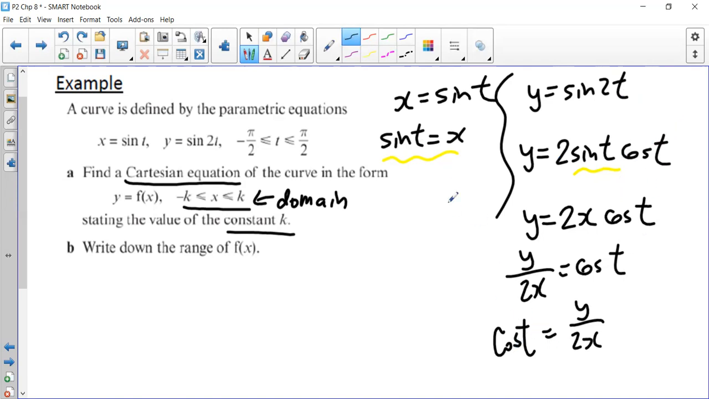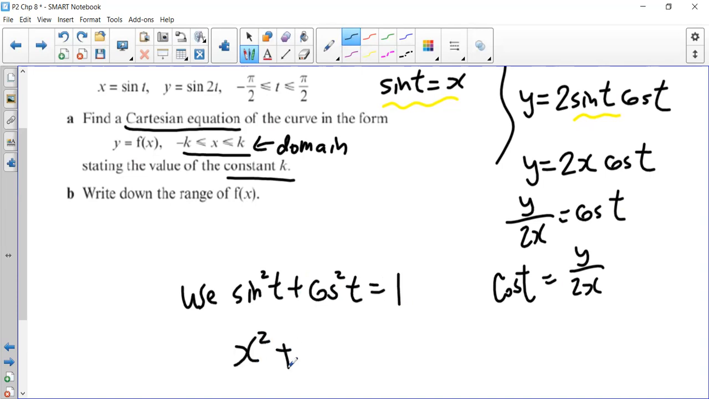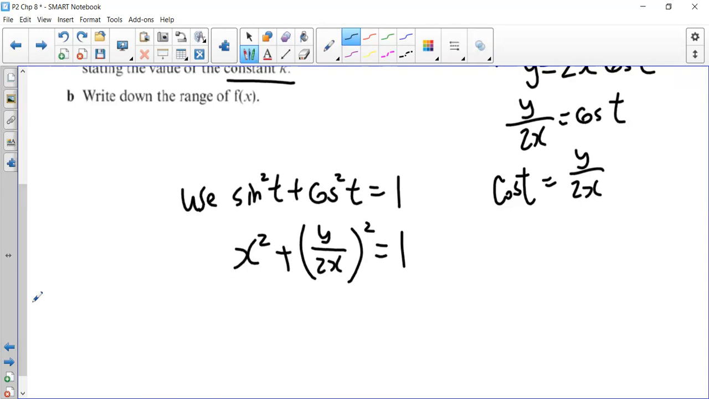So that triggers you to think about using the identity sine squared t plus cos squared t equals 1. So next step, we use sine squared t plus cos squared t equals 1. Therefore, x squared plus (y over 2x) squared equals 1. Next, I just expand the bracket. So x squared plus y squared over 4x squared equals 1. Don't forget to square everything in that bracket.